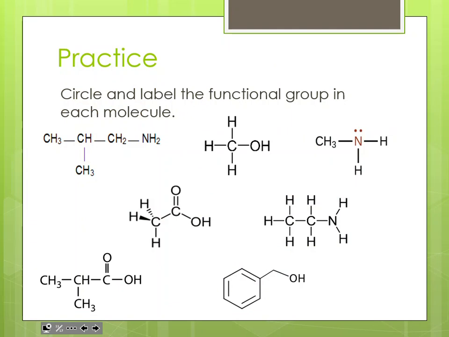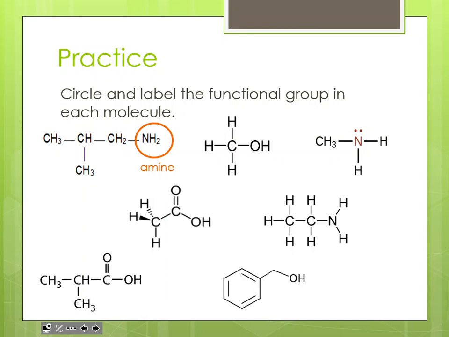So now what I want you to do is circle the functional group and label what functional group it is. Like for instance on this one, what's the functional group? The NH2 is the functional group, right? And which category does that fall under? That would be an amine. So that's what I want you to do, is circle them and write down what type of functional group it is.